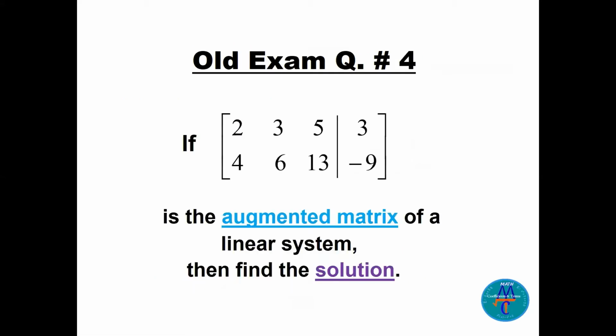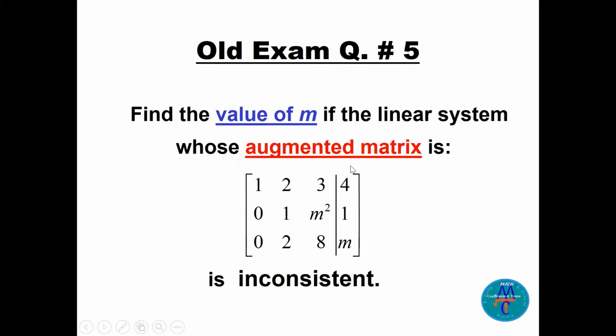Question number 4, we have this augmented matrix. Find the solution. This is really nice to try. Question number 5, we have 3 by 3. This is the augmented matrix given. Find the value of m. We have here m squared. We have here down m. Find the value of m if the system is inconsistent.